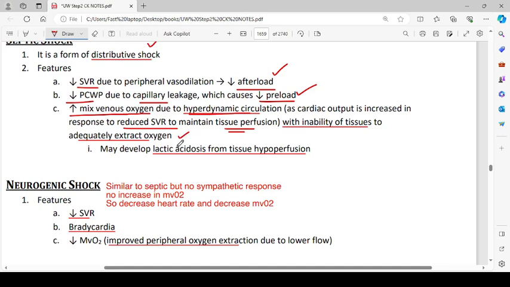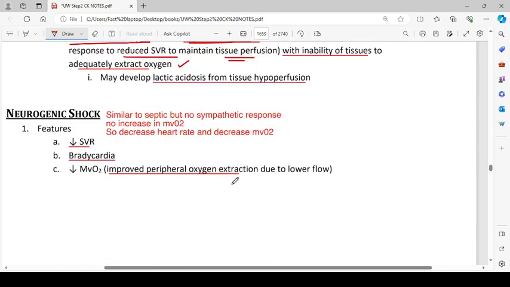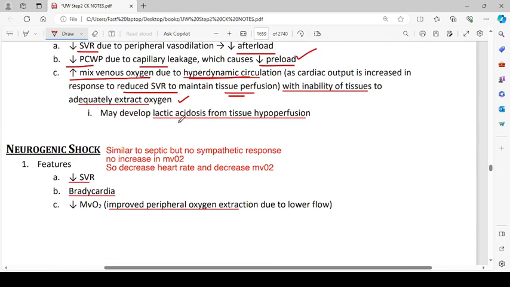That is why the SvO2 is high in these situations. As you can see in this table, we are talking about septic shock, so it is high in these situations. Then we have the next thing, that it may develop lactic acidosis from the tissue hypoperfusion.